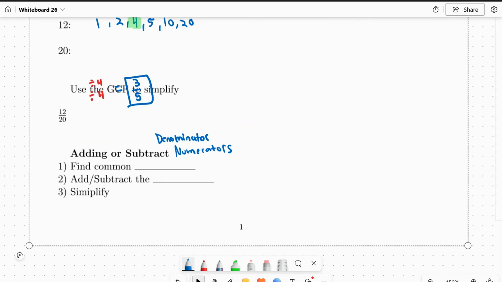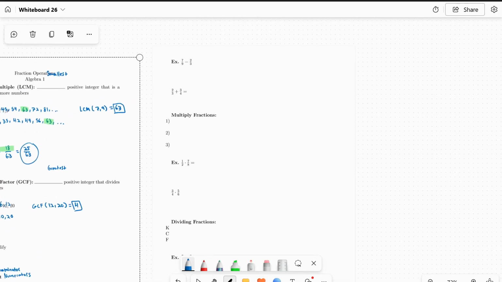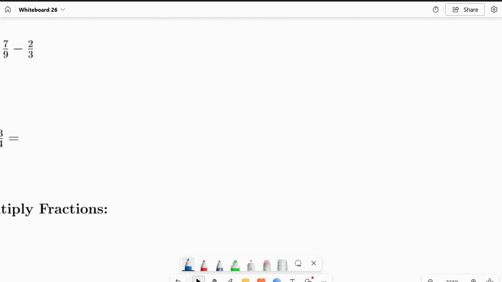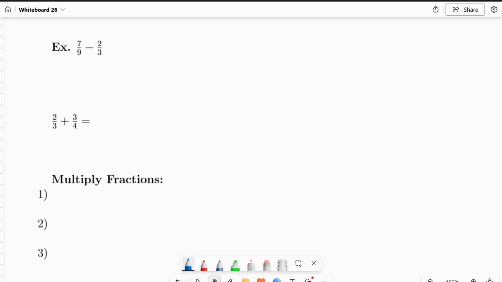Okay, let's go on to the next page here. So let's go over one example of adding or subtracting. I already kind of showed you guys an example of adding, so let's do this example of subtracting. So we have 7/9 minus 2/3. The first thing we need to do here is find the least common multiple of 9 and 3. The nice thing with 9 and 3 is it is a fairly straightforward LCM.